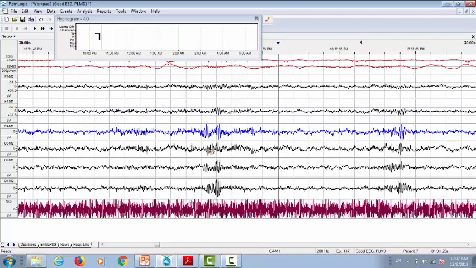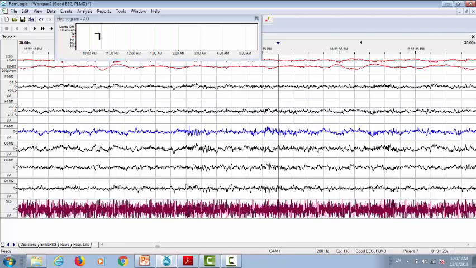We have an insignificant increase in EEG frequency here in terms of duration, so there is no arousal, and we score this as N1. Continue as in N1.